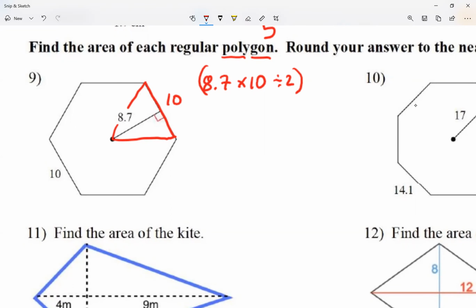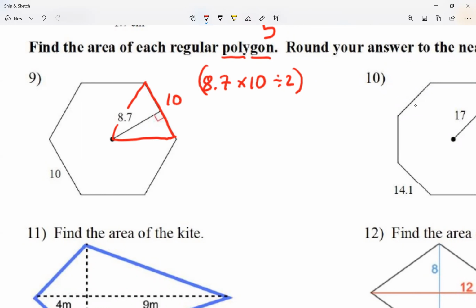Remember, for the triangle, I multiply the two numbers that make the 90-degree angle, but then I divide it by 2. The divided by 2 is because it is half of a rectangle. If I just go 8.7 times 10, that's a rectangle. I divide it by 2 because it is half of a rectangle. So again, this is just my triangle.